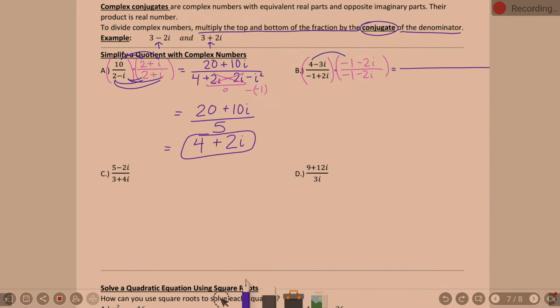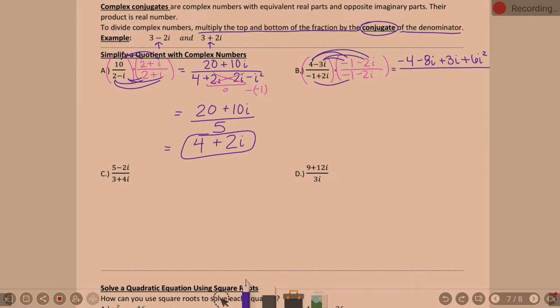I'm going to start with 4. 4 times negative 1? Negative 4. 4 times minus 2i? Minus 8i. Negative 3i times negative 1? Plus 3i. Negative 3i times negative 2i. Plus 6i squared. Okay.